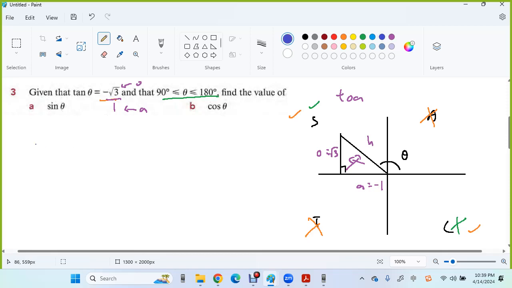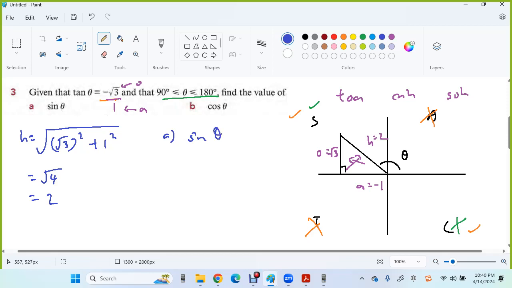Okay. So the hypotenuse will be the square root of square root 3 square plus 1 square. Okay. So it is square root of 4, that is 2. So the hypotenuse will always be positive 2 here. So only the adjacent is negative, opposite positive, hypotenuse is positive. So we want to find the sine, so we have the SOH here. So the sine theta will be O over H.